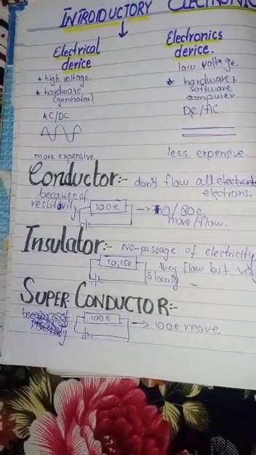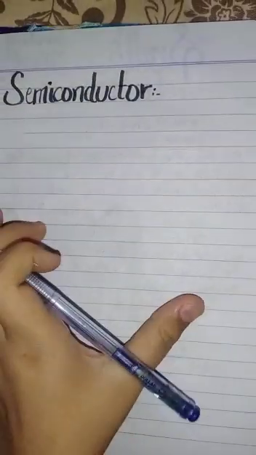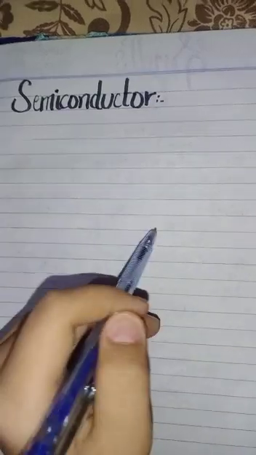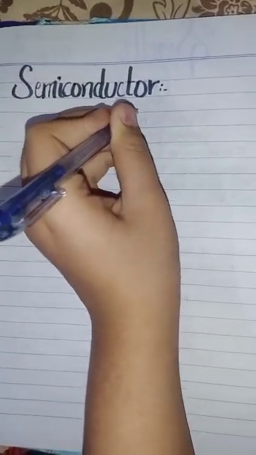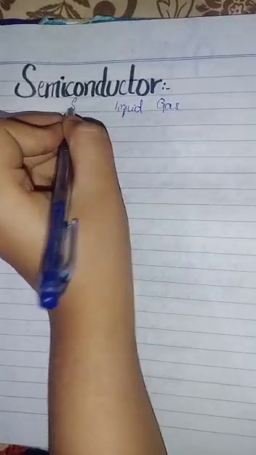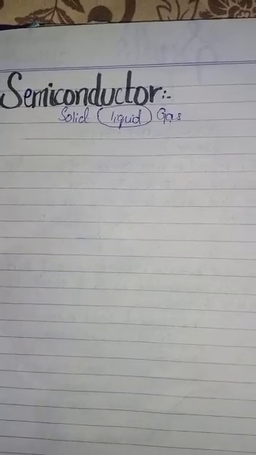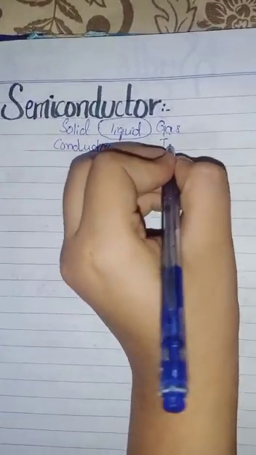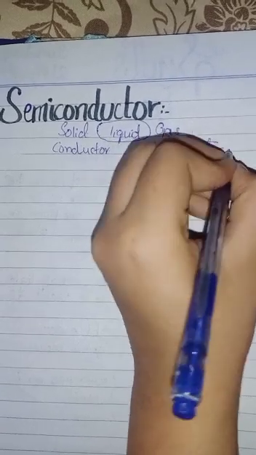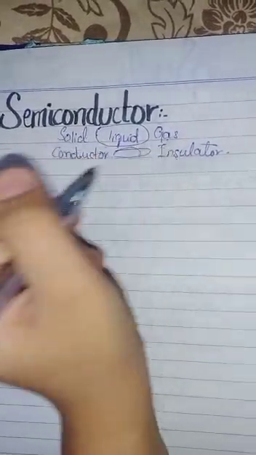Okay, now talking about the last term, that is semiconductors. Here semiconductors are basically the intermediate state between conductor and insulator, just as liquid is the intermediate state between solid and gas. Like here liquid, here gas, here solid. As you can see, liquid is the intermediate state between solid and gas. Semiconductors are also like this. If we have a conductor here and an insulator here, the semiconductor is the intermediate of conductor and insulator.